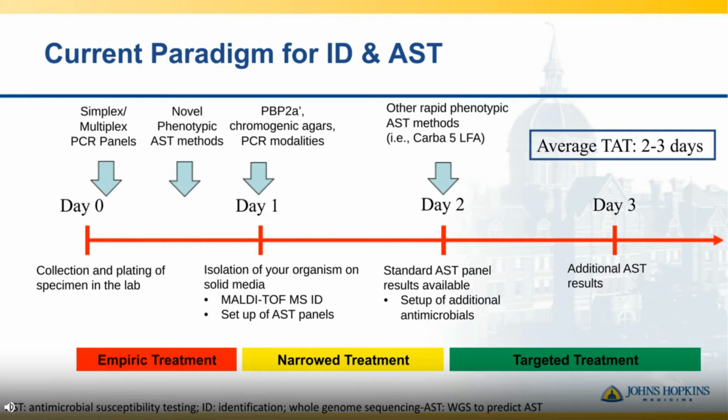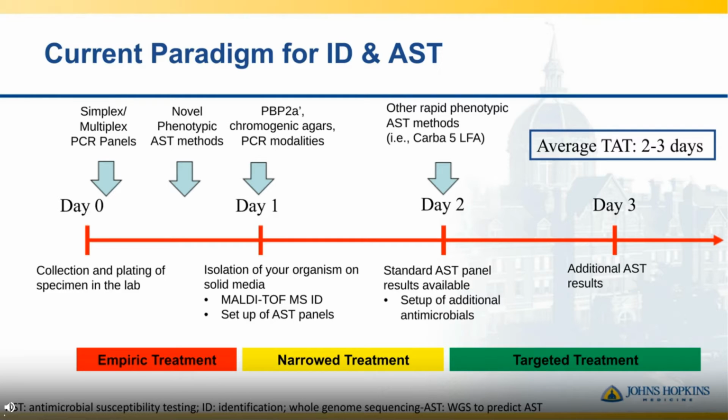These can include simplex or multiplex PCR panels that can be performed directly from the clinical specimen, or from cultured isolate recovery of that cultured isolate on solid media. Alternatively, there are rapid phenotypic methods that can be applied, whether that be chromogenic agars or rapid phenotypic tests like the PBP2A test that can be performed from culture growth of Staph aureus to predict whether the organism is methicillin resistant or susceptible based off of the PBP2A assay.